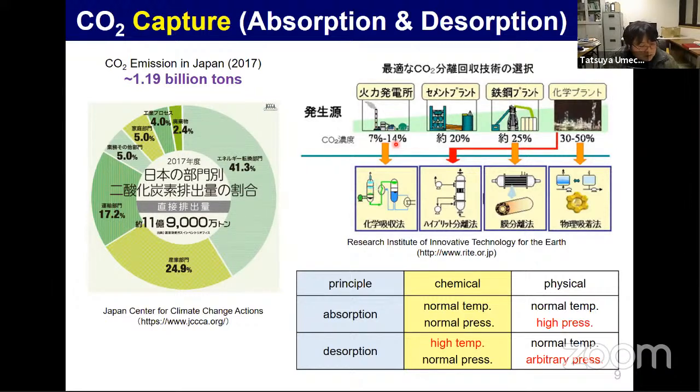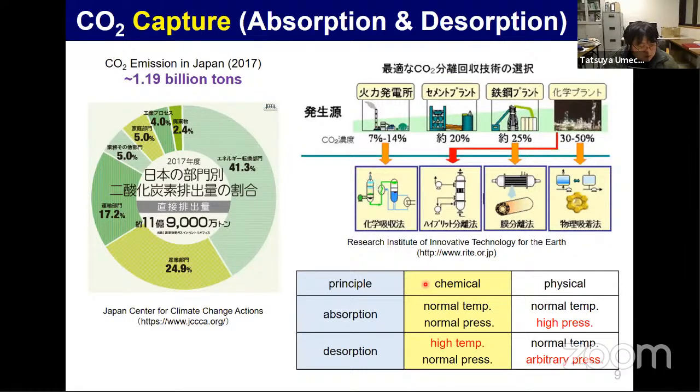There are some methods for catching and releasing carbon dioxide in the absorbers, depending on the concentration of carbon dioxide. Here, I introduce two typical methods, chemical and physical absorption. The principle and conditions of the chemical and physical absorption are listed in the table. The principle of the chemical absorption method is chemical reaction. Even if the concentration of carbon dioxide in the gas phase is low, carbon dioxide can be caught into the absorber at normal pressure and temperature due to the chemical reaction.